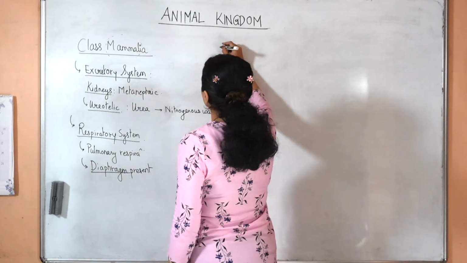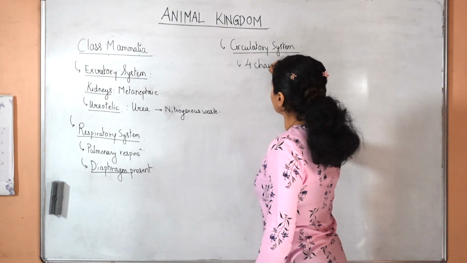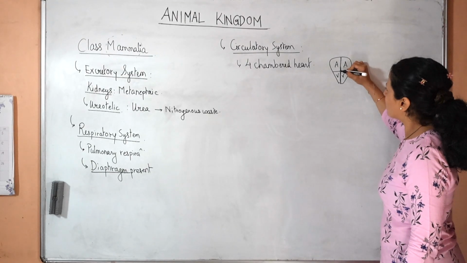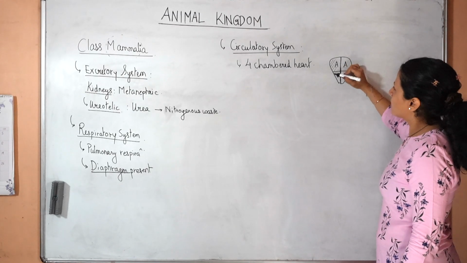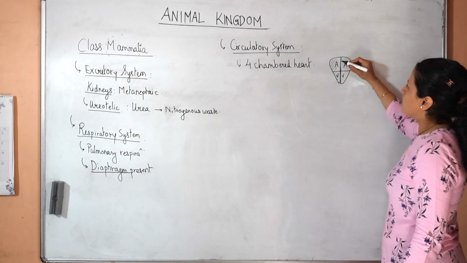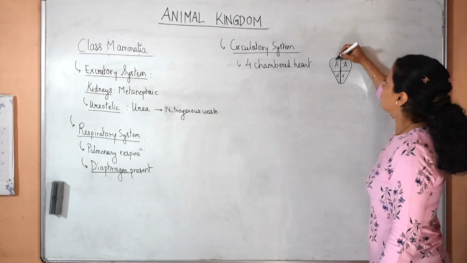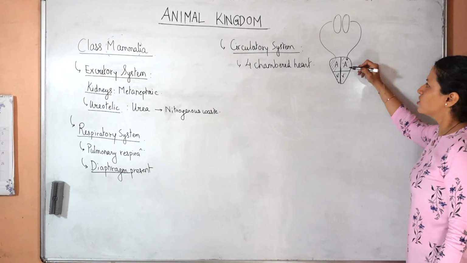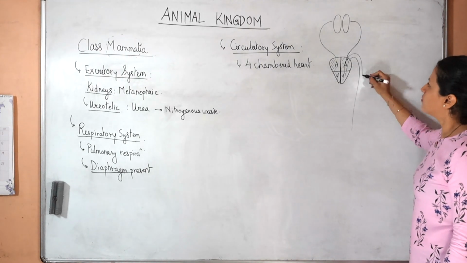Next, circulatory system. The mammals are known to have a four-chambered heart, two auricles, two ventricles. There is a clear partition of the heart in the center, wherein one side only takes care of deoxygenated blood and one side only pumps oxygenated blood. The deoxygenated blood is carried to the lungs for oxygenation. The oxygenated blood is then carried by the aorta to different places.